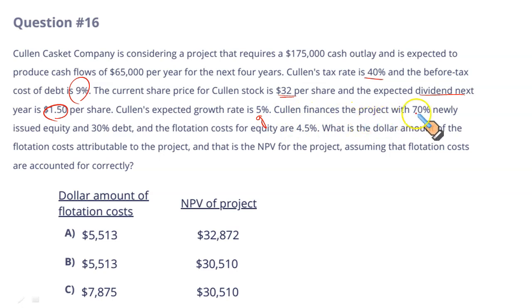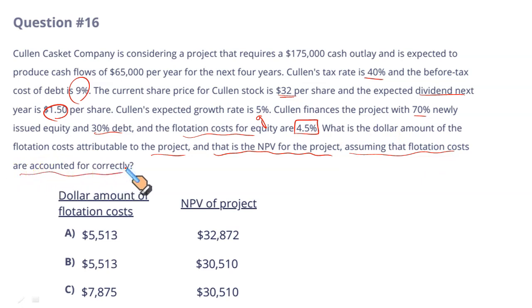Cullen finances the project with 70% newly issued equity and 30% debt. And the flotation cost for equity is 4.5%. What is the dollar amount of the flotation cost attributable to the project? And you need to calculate the NPV of the project, assuming that the flotation costs are accounted for correctly.